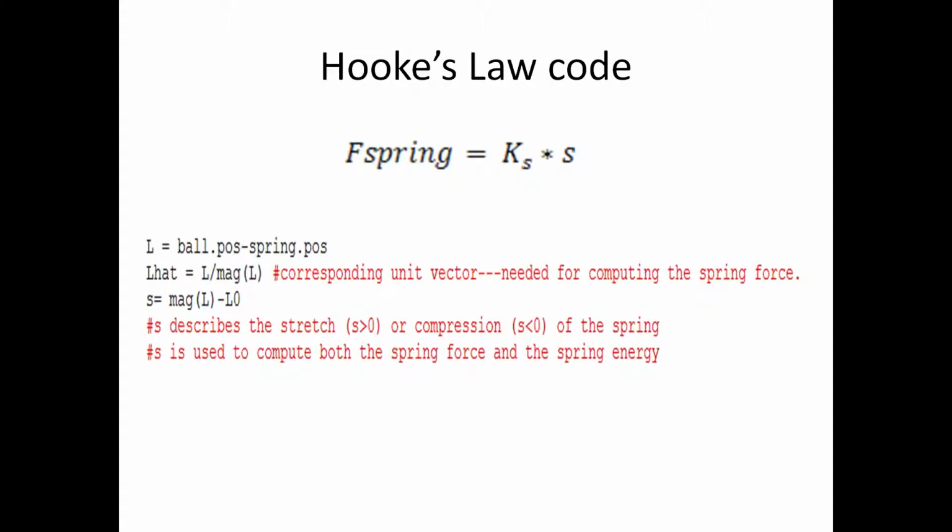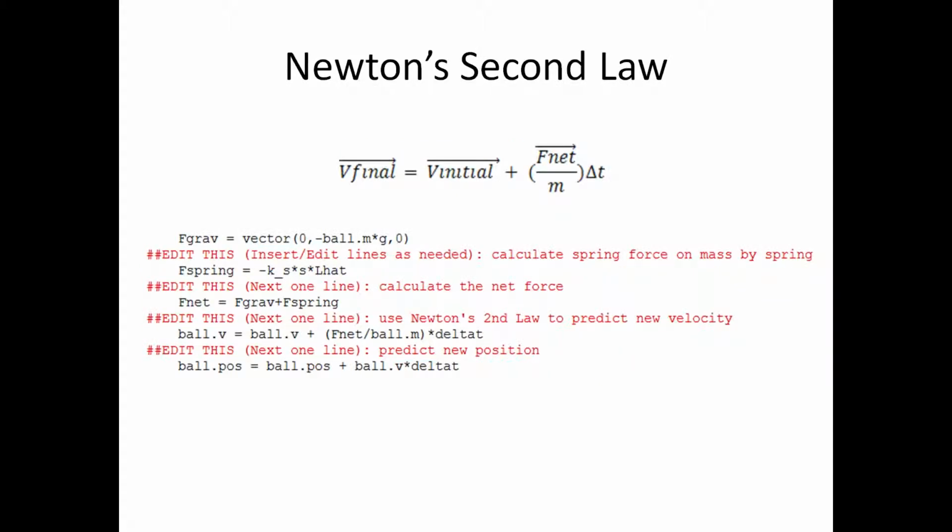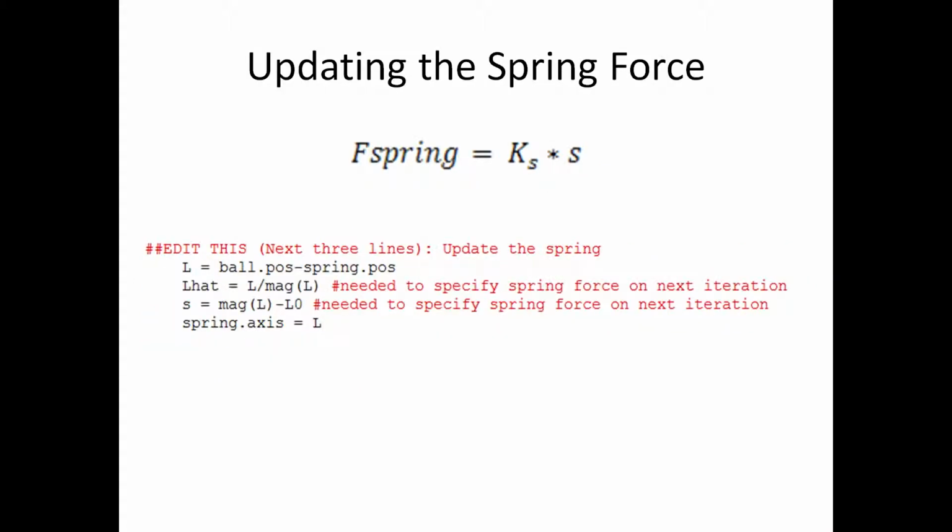This block translates Hooke's law into computer code. Notice our directional vector L hat is L, mass position minus the origin, over its magnitude. Also, S describes the overall stretch or compression of the spring and is equal to L minus L naught. Now we need to initialize Newton's second law. The computer code here does that. Notice that F net here is the sum of the spring force and the force of gravity. Newton's second law is also used here to update the position of the mass after every iteration. We also need to update the force of the spring after each iteration because the spring force is dependent on the length of the spring, and the length of the spring changes after every iteration.